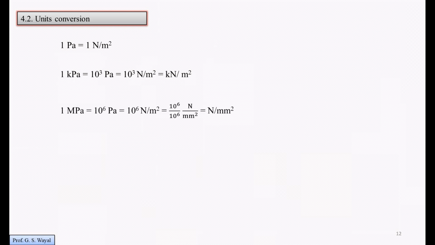Next is the unit conversion for stress. As we discussed in the last slide, the unit of stress is Pascal, so 1 Pascal equals 1 Newton per meter square. The second one is the kilopascal. We know the relation 1 kilonewton equals 10 to the power 3 Newton. Similarly, 1 kilopascal is 10 to the power 3 Pascal, where Pascal is Newton per meter square. If we convert Newton into kilonewton, it becomes kilonewton per meter square.